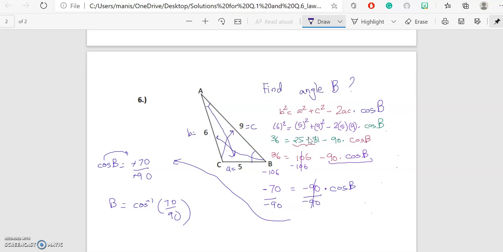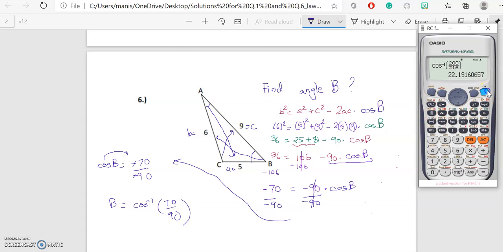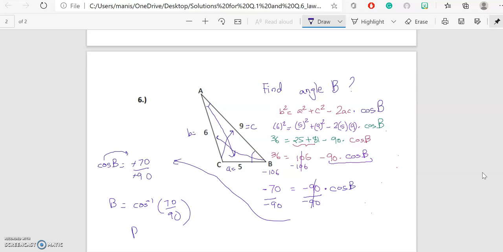Now what we do after this is we have to type this in our calculator to find our answer. So this will be cosine inverse. This is your 70 divided by what? 90. Close the parentheses and your answer is 38.94 degrees. So B is equal to what? 38.94 degrees. That's your answer for this question.